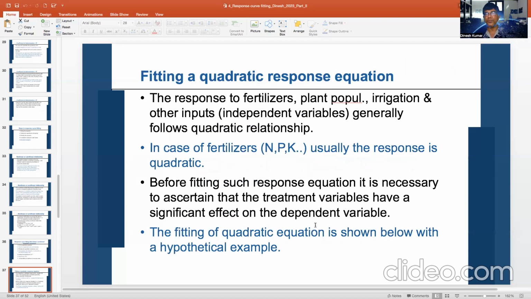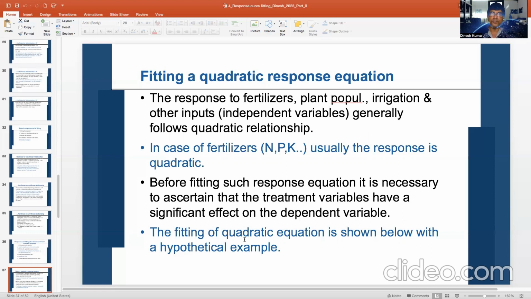So the response to fertilizer, for example, plant population, irrigation, other inputs can be a quadratic relationship. And you can work out the economics. In case of fertilizer, usually the response is quadratic. Based upon experimentation in the past, people have confirmed that response to fertilizer is mostly a quadratic response under normal conditions. Before fitting such a response equation, it is necessary to ascertain that the treatment variable has a significant effect on the dependent variable.